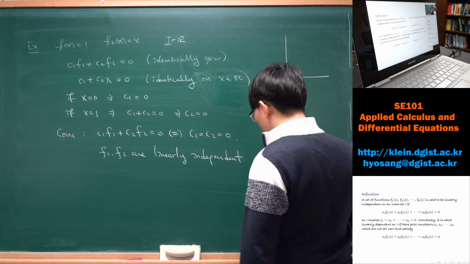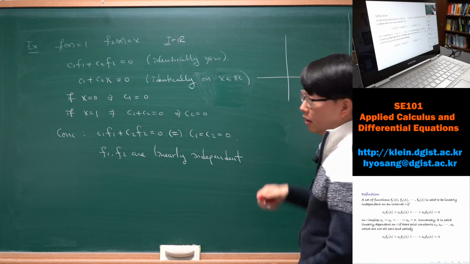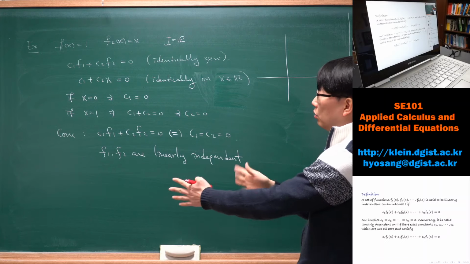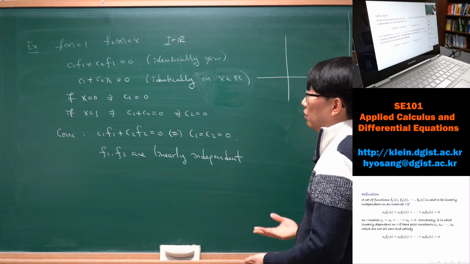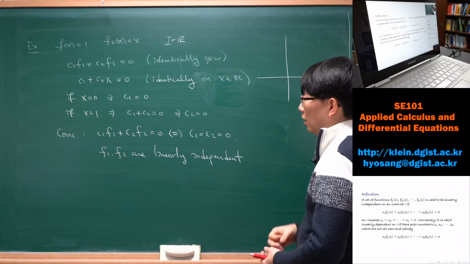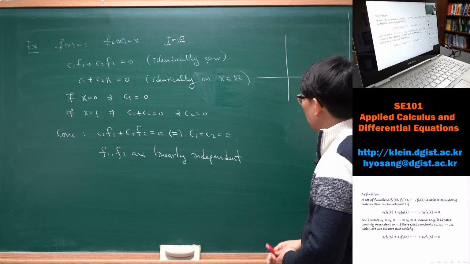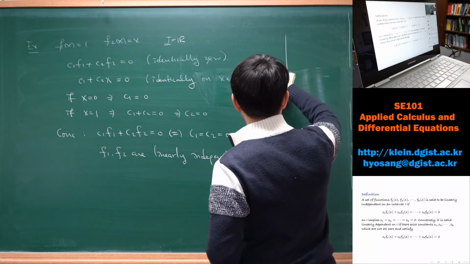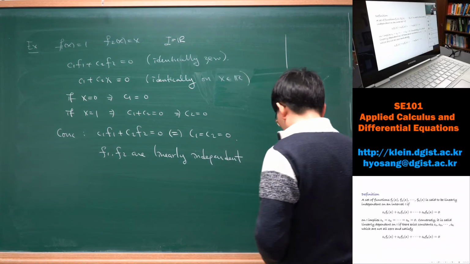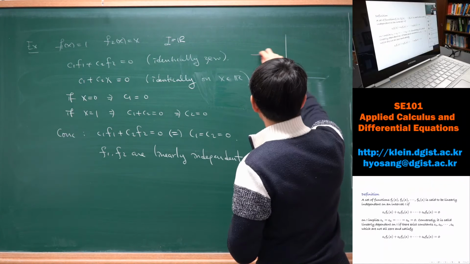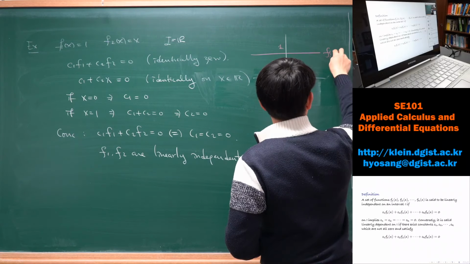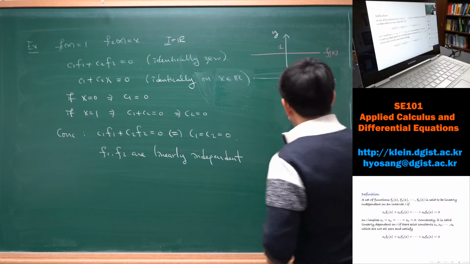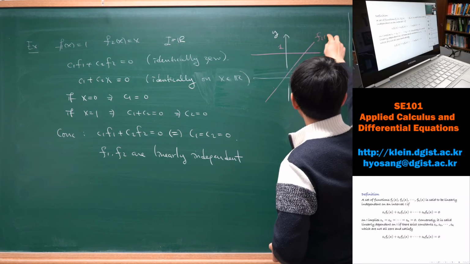Intuitively, if you have two functions and you want to claim that these two functions are linearly independent, it means that one function cannot be a constant multiple of the other function. So we have f1 equals simply 1. So we have one constant function as f1(x), and this is y, and this is our f2(x).